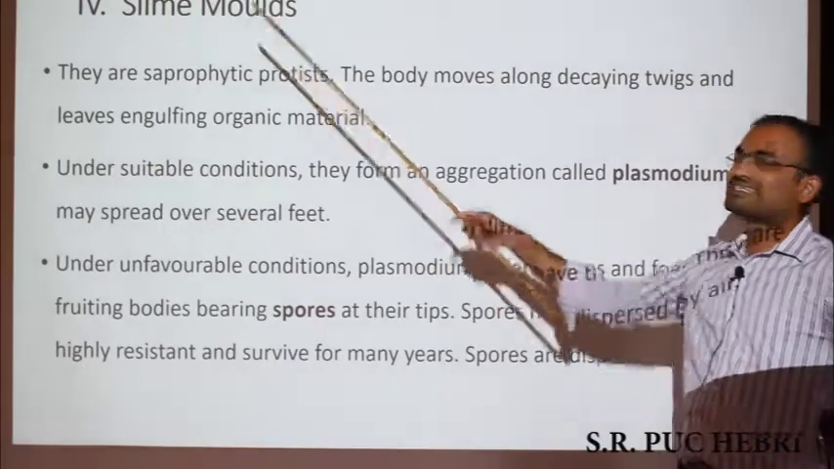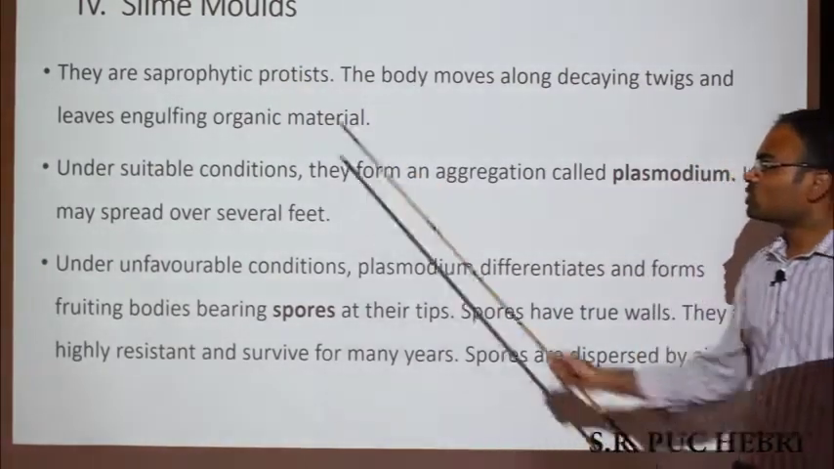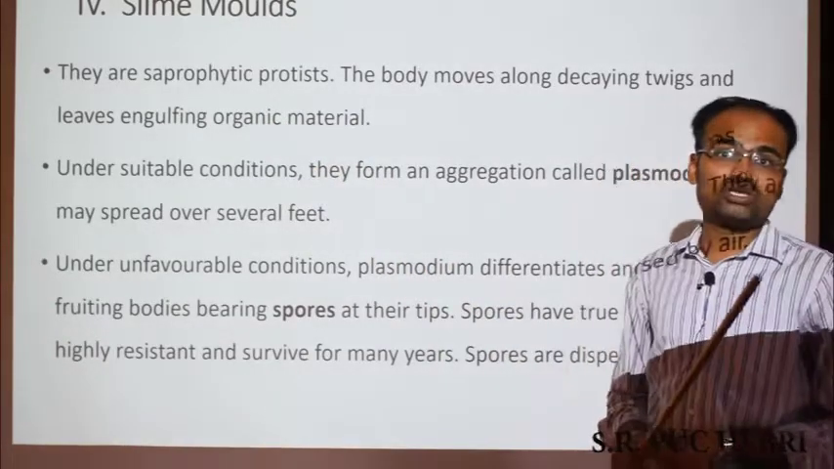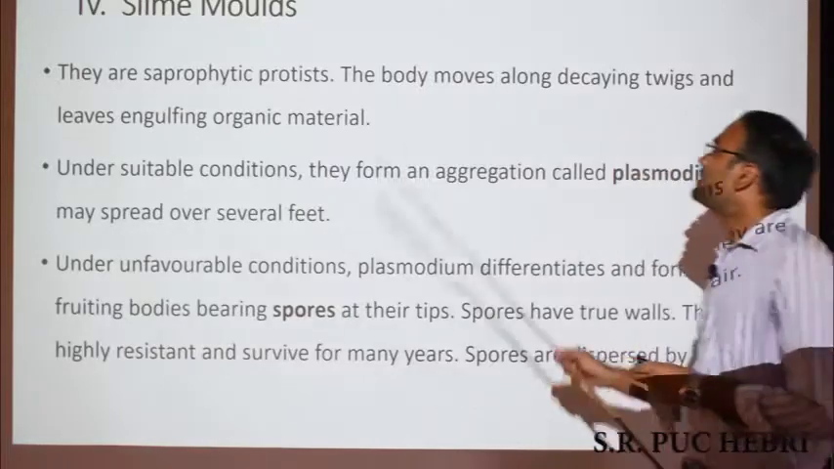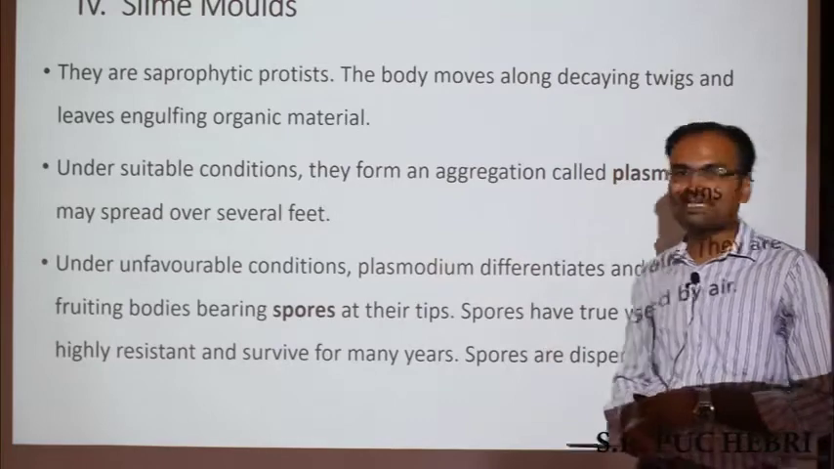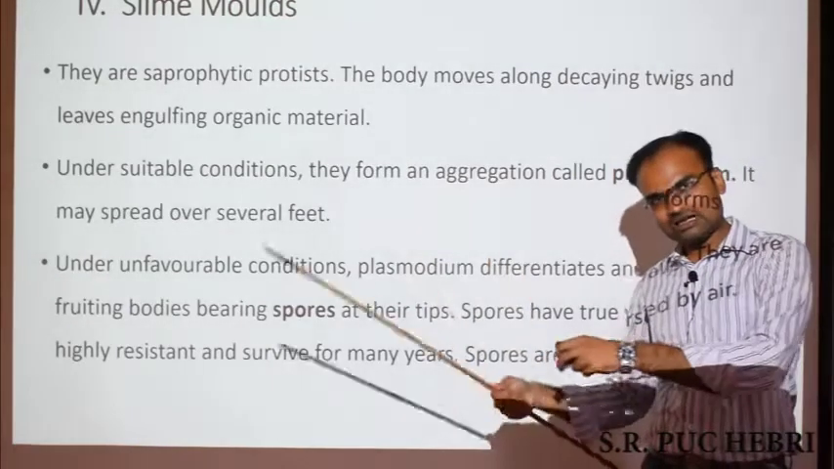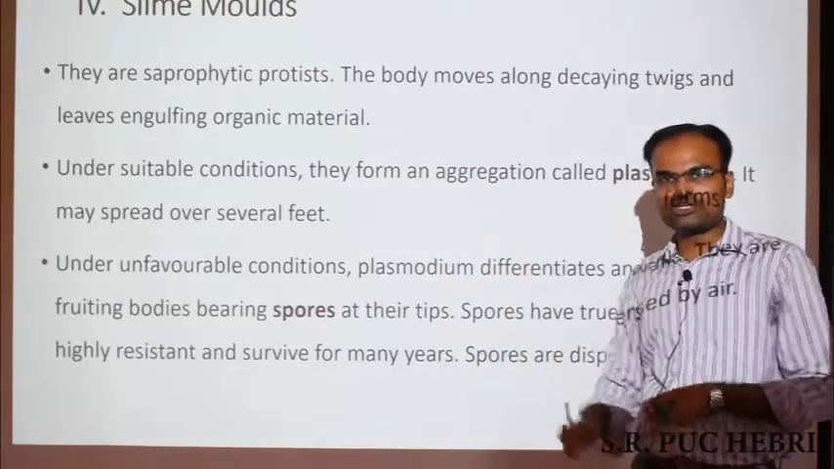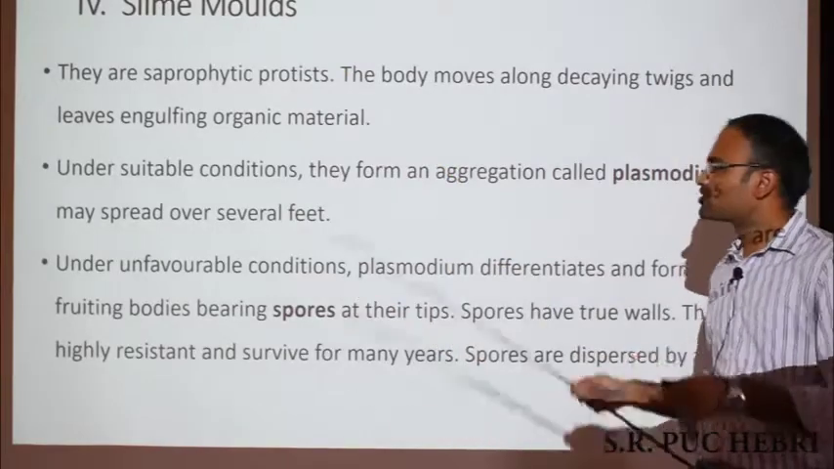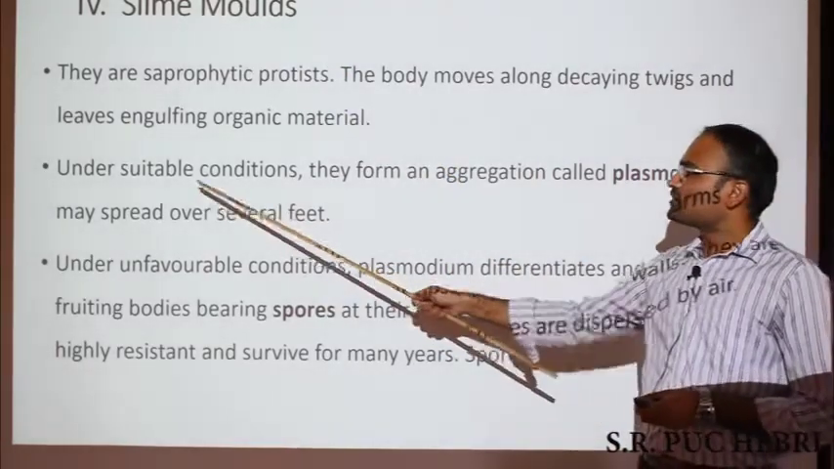The fourth one is slime molds. The fourth group in the kingdom Protista is the slime mold. These are saprophytic; they commonly grow on dead and decaying material. The body moves along decaying twigs and leaves, engulfing organic matter. Whenever any part of a plant comes down to the earth, these slime molds start developing on it, so that they engulf that entire organic material under suitable conditions.